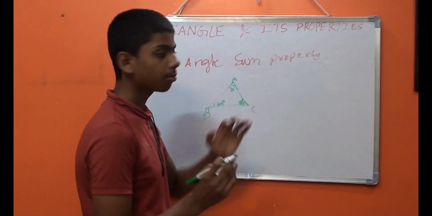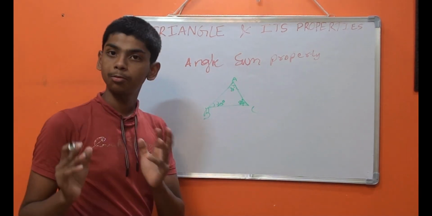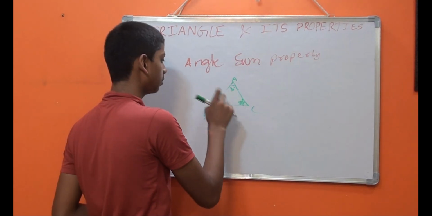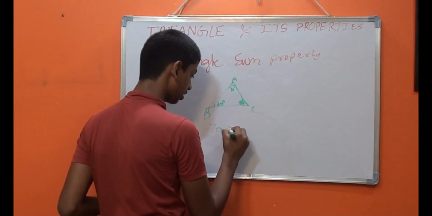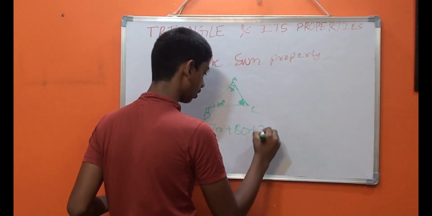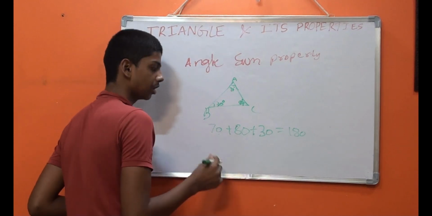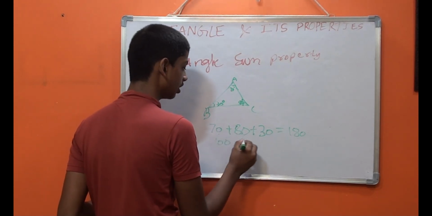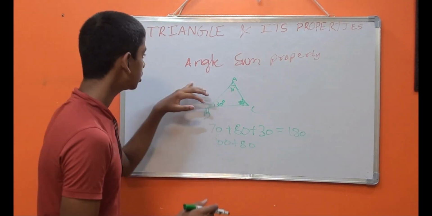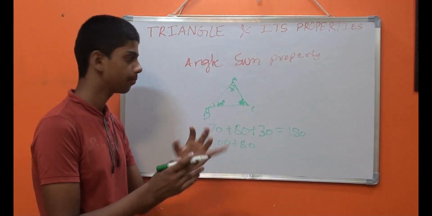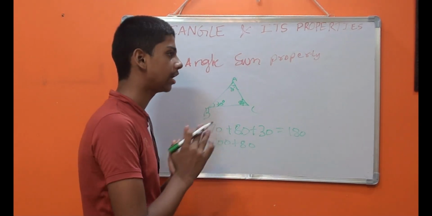Now this angle sum property states that the three angles of a triangle add up to 180. Here, 70 plus 80 plus 30 equals 180. 70 plus 30 equals 100, and 100 plus 80 equals 180. Now this angle sum property says that all the angles of a triangle should add up to 180.